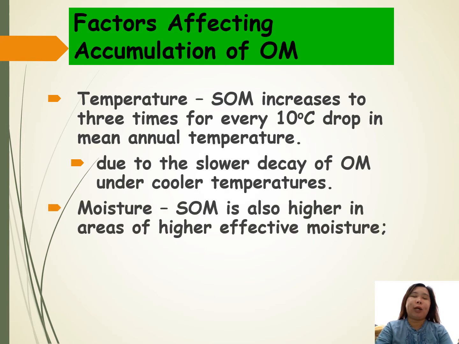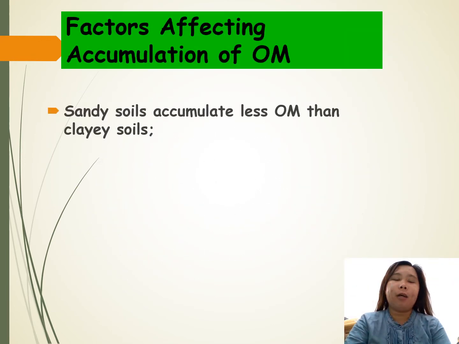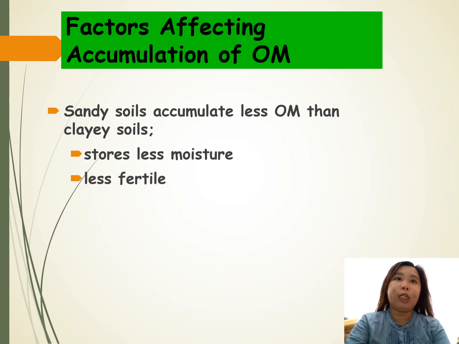Another is moisture. Under the climate, we have the moisture because of rainfall. So organic matter is also higher in areas of higher effective moisture, meaning there is high rainfall. It encourages more vegetative growth. How about in texture? For example, sandy soils accumulate less organic matter than clayey soils. And because of that, it stores less moisture. It is less fertile and better aerated than clayey soils.